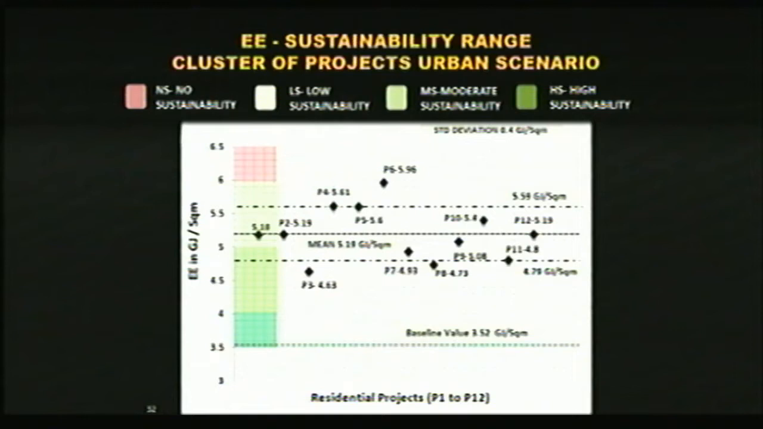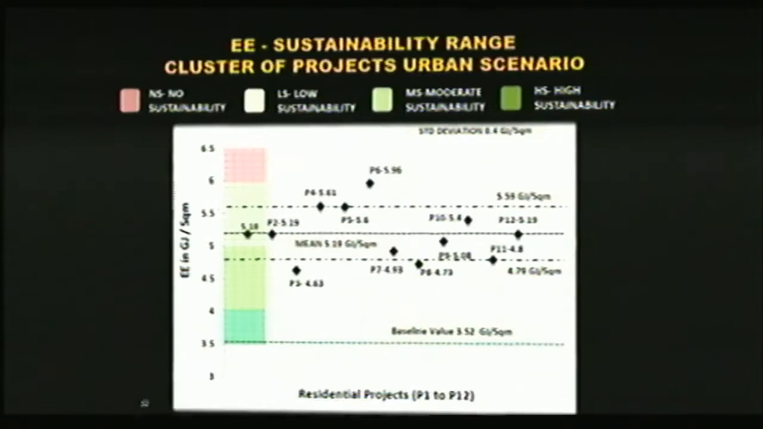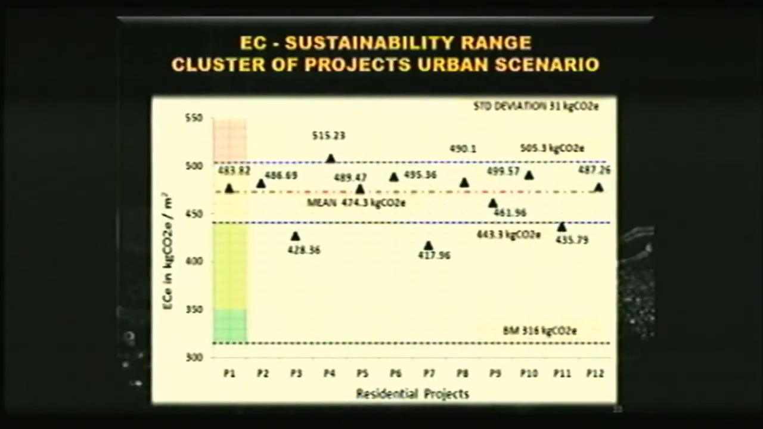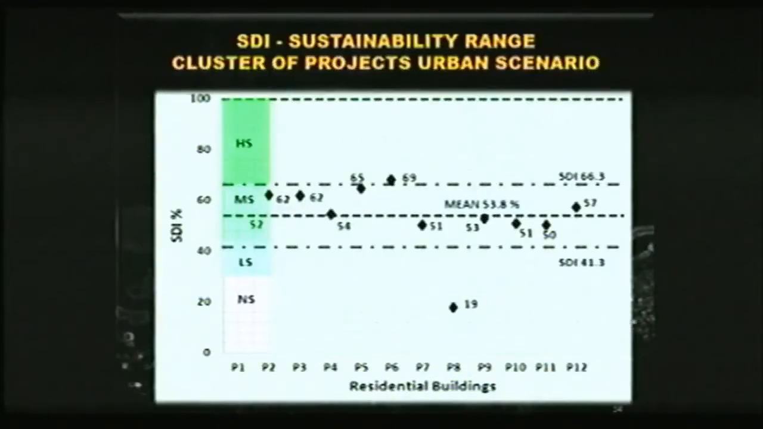embodied energy. This is from the embodied energy perspective. So 5.19 gigajoules per square meter is the mean, and we have the standard deviation. We can place all the projects into four categories: sustainable, non-sustainable, and the others we discussed. Similarly, from the embodied carbon perspective, we can identify which is a sustainable project and which is a non-sustainable project.